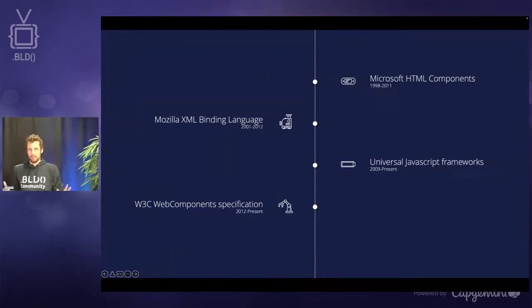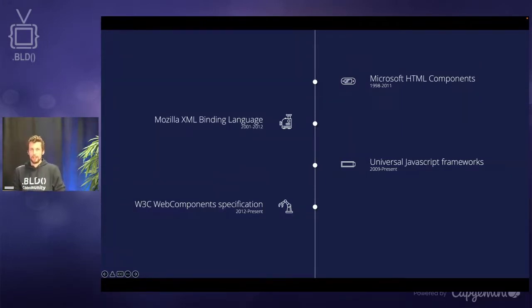Separately, Mozilla tried to have a similar approach as Microsoft did with Mozilla XML binding language. This approach was actually closer to the web components that we know today, but the implementation was quite poor. And it was only working in Mozilla products, and therefore Mozilla discontinued this language in 2012.